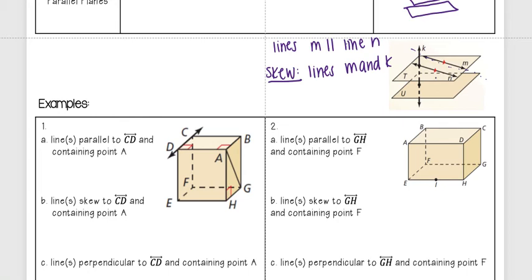And then we see for parallel planes, plane T is parallel to plane U. We can see that. So there's an example of those three definitions in that picture.